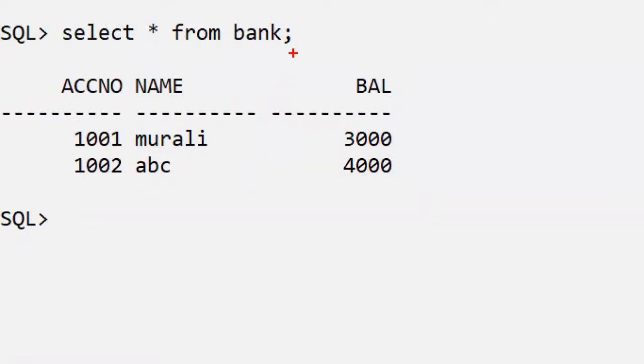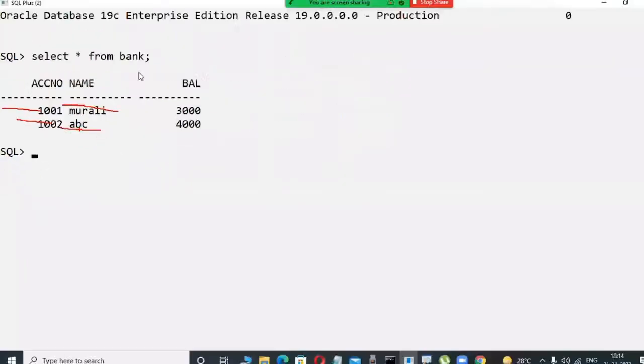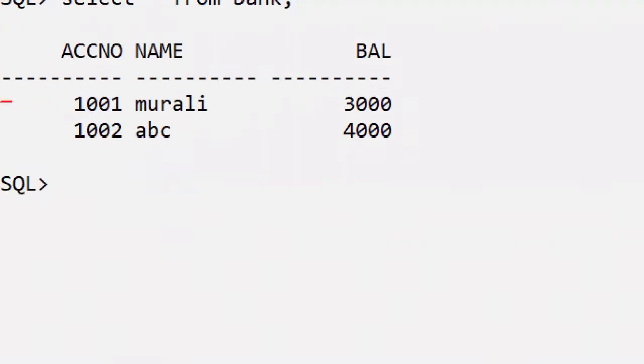Suppose this is in a bank, for example, SBI bank. In this bank, this is the data. Observe here, these are columns: account number, name, and balance. These are called columns. Here, these are 1001, and so on. These are called rows, or data. Observe this data for one minute.